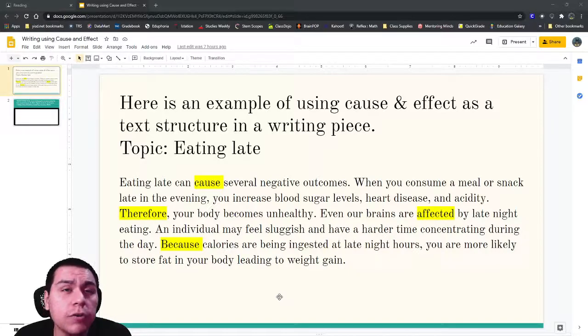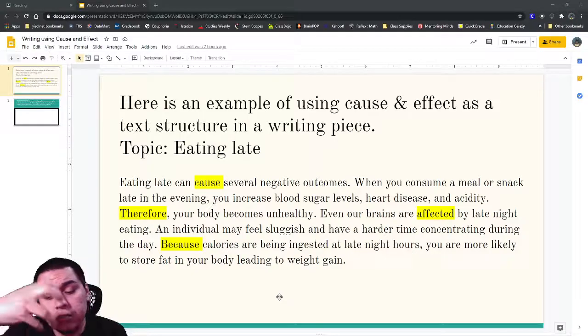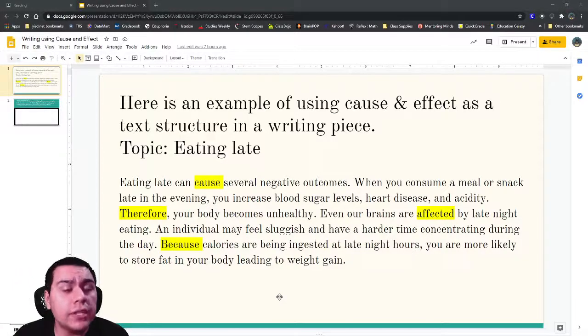Eating late can cause several negative outcomes. When you consume a meal or a snack late in the evening, you increase your blood sugar levels, heart disease, and acidity. Therefore, your body becomes unhealthy. Even our brains are affected by late night eating. An individual may feel sluggish and have a harder time concentrating during the day. Because calories are being ingested at late night hours, you are more likely to store fat in your body, leading to weight gain. So they're telling us cause and effect now. If you do this one thing, here's an effect, and here's another effect, and here's another effect it could have.